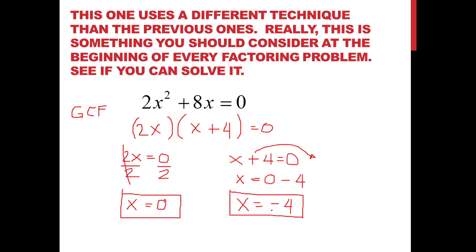Now to check if we get the correct answer, simply again substitute the values of x into your factored form. 2 times 0 is 0. Any number multiplied by 0 is equal to 0. Therefore, it satisfies the equation. If x is negative 4, you have negative 4 plus 4, that is also 0. It satisfies your equation.